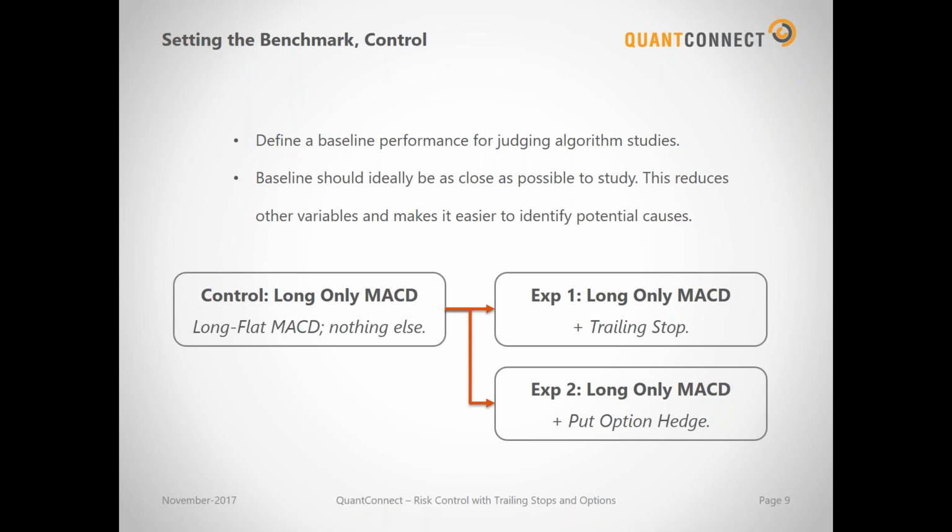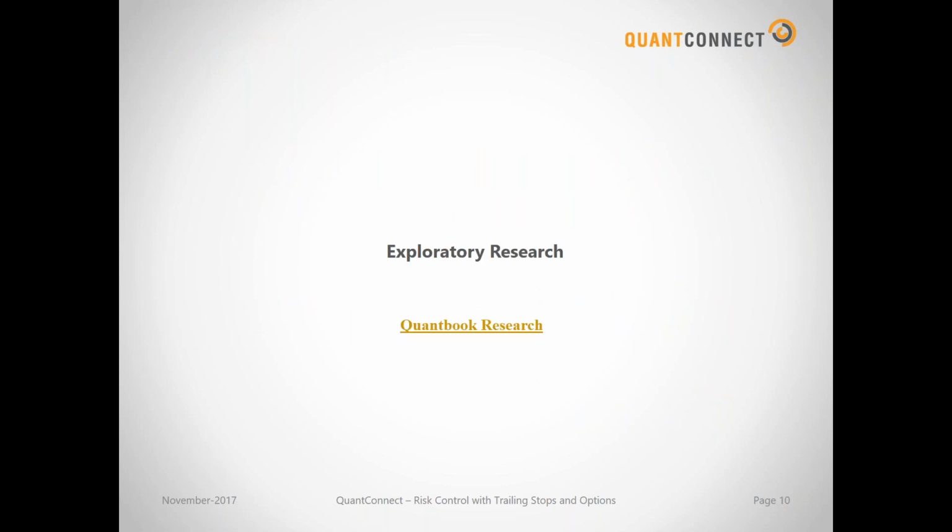So keep in mind, the actual performance of these isn't really important. We're trying to see the relative performance. So we're trying to see how the long only with trailing stop performs relative to the control. And so literally no effort's being given to make the curves look good. We just want to see how a trailing stop impacts the algorithm. So first, we do some exploratory research.